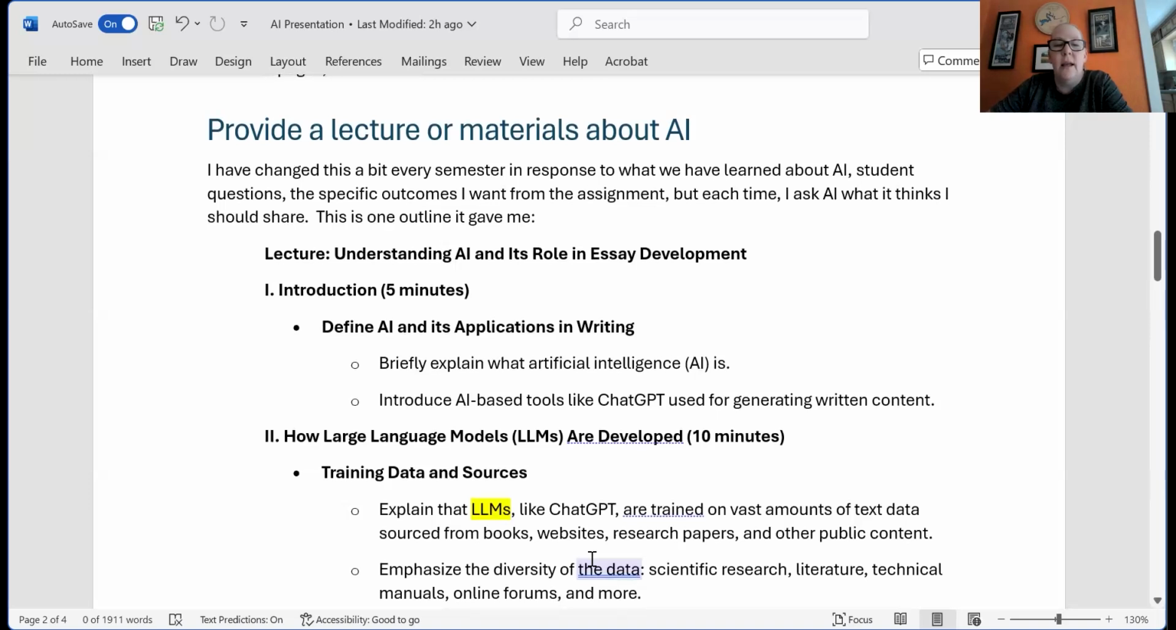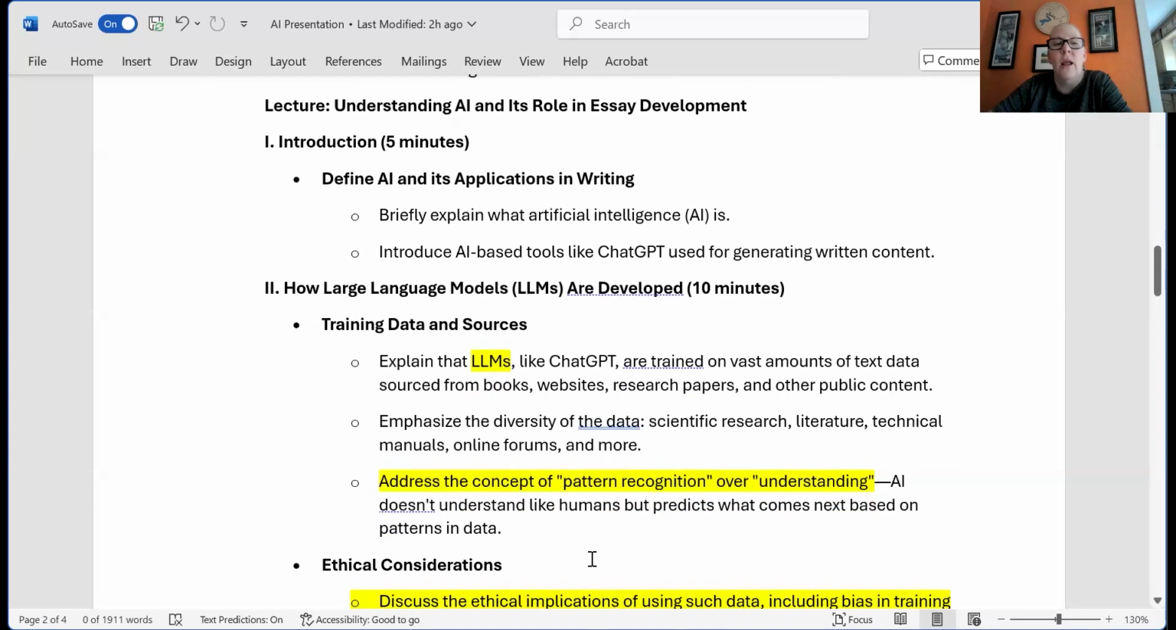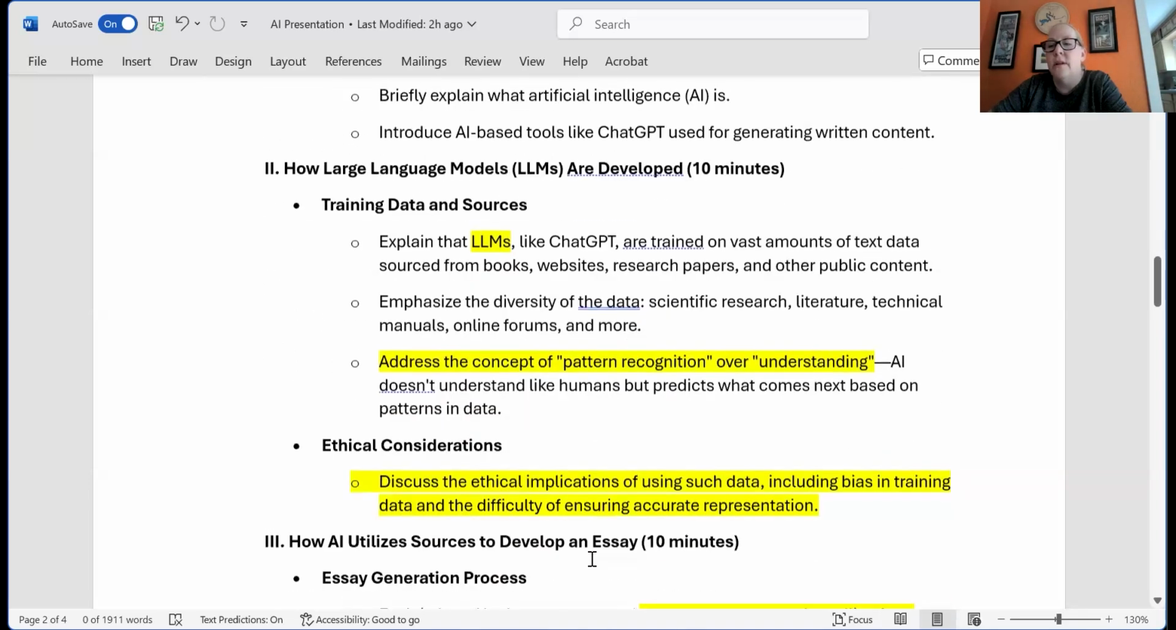Artificial intelligence, and this is what the students really need to get, are these things here: how they're developed and ethical considerations. And it's worthwhile spending a lot of time on these. And I've generated this lecture a few different times, and it almost does the exact same thing. They're large. I like to cover that they're large language models that are trained on texts that are from books, websites, research papers, and other public content. And so I like to say to them, this is basically based on the collective wisdom of the internet.